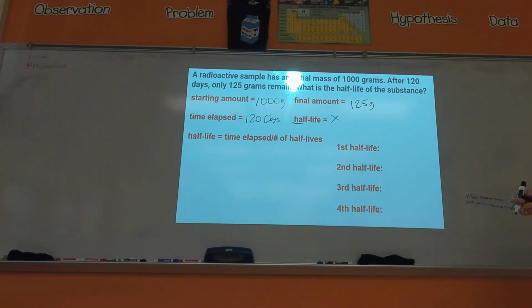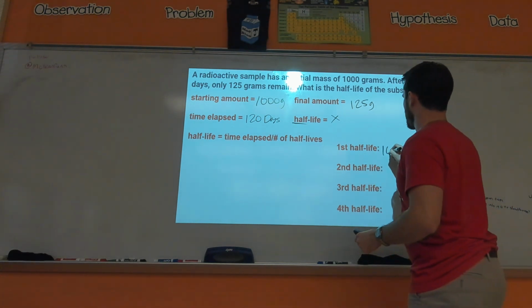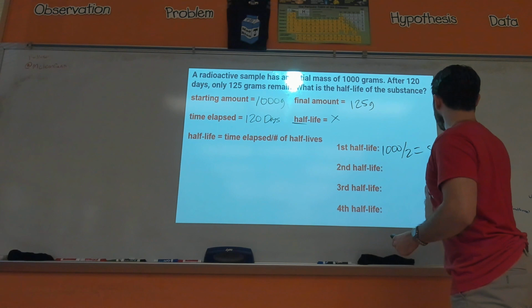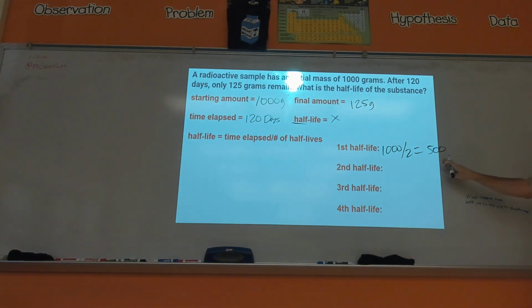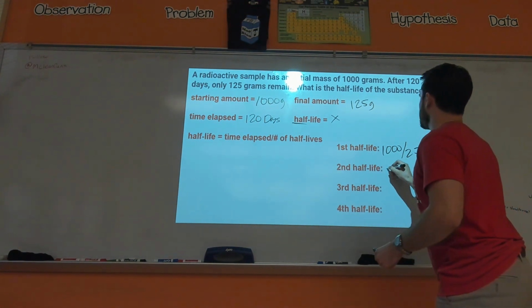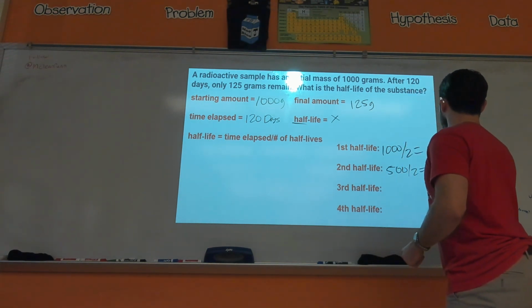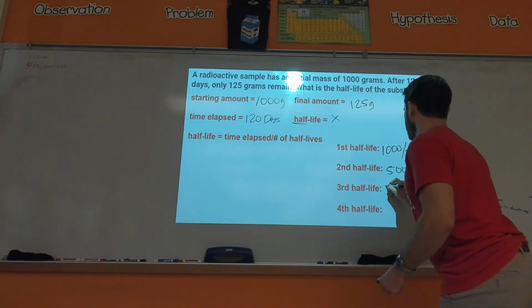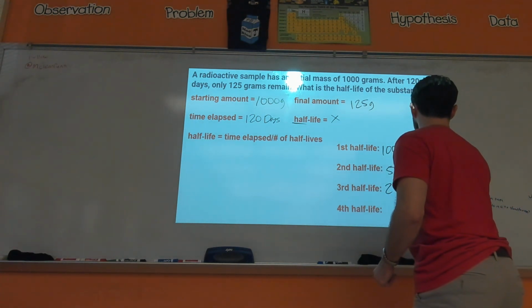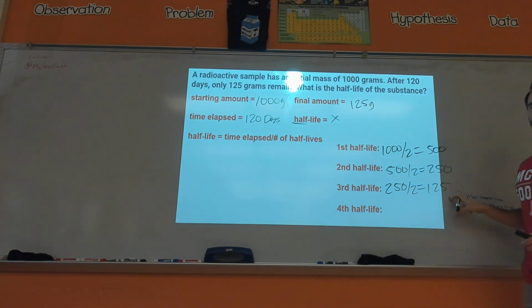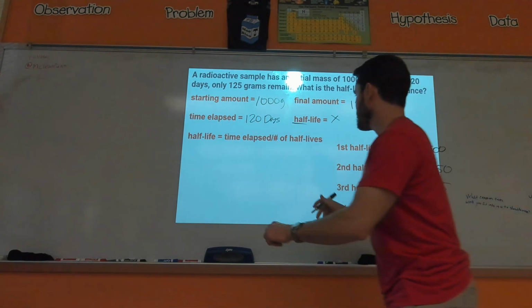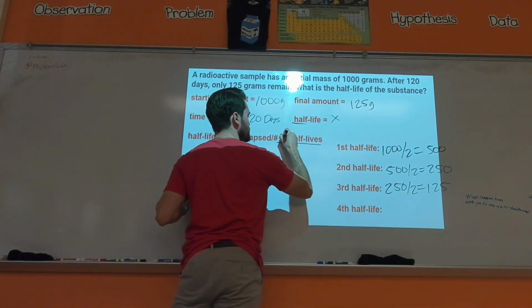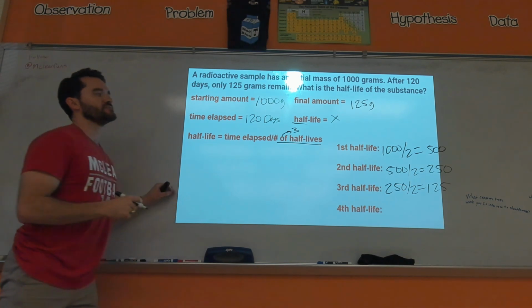Now, that's great if you can do that in your head or on your calculator. If you're confused, let me walk through it real quick. If I do 1 half-life, divided by 2 one time, I'm at 500. If we do a second half-life, I get to 250 grams. I do a third half-life, I get to 125. Okay? So I've done 3 half-lives. Now that's not my answer. The number of half-lives is 3.